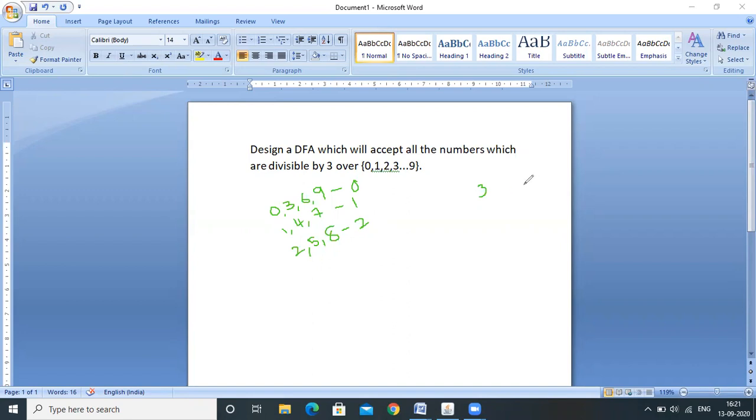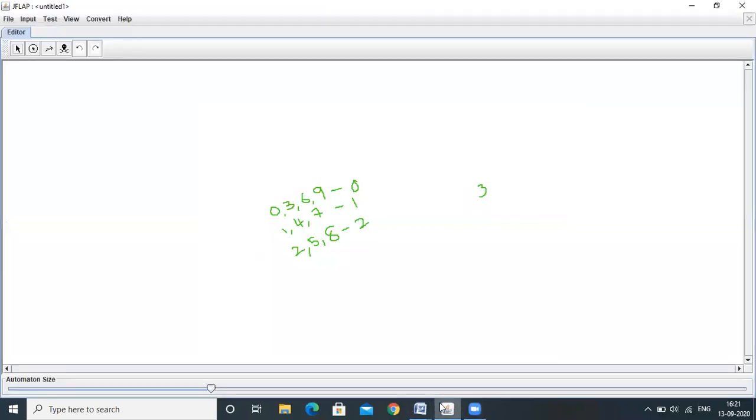Now we require 3 states. Let's try to design the DFA with remainder 0, remainder 1, and remainder 2. We need to accept all the numbers with remainder 0, so Q0 is a final state here. Q0 on 0 will reside within the same state, because the remainder is 0.